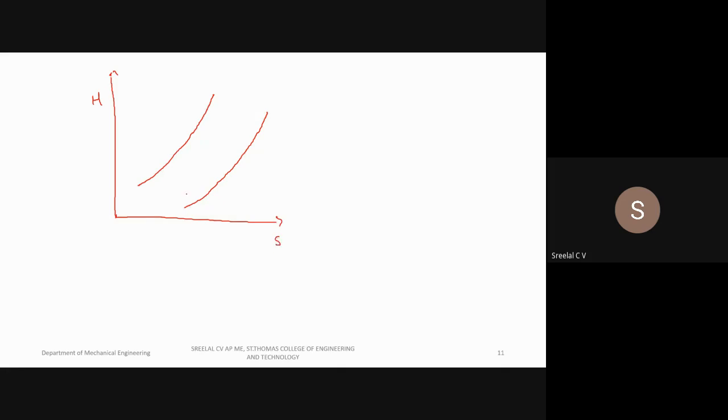H is what we will be getting. Today, while drawing with the help of this particular device, it is a little bit difficult. Okay, then the drawing will be independent open environment.